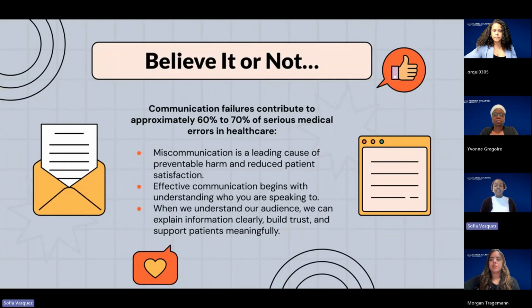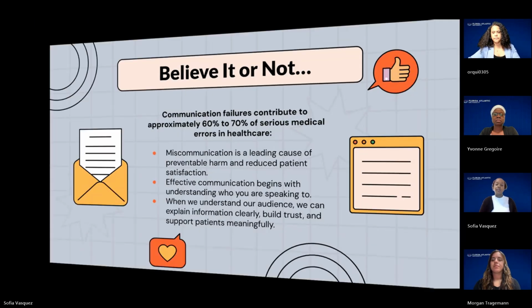Believe it or not, 60 to 70% of serious medical errors happen because of communication failures. Miscommunication is one of the leading causes of poor patient outcomes. Effective communication begins with understanding who you're speaking to. Once we understand who we are speaking to, we're able to communicate information clearly, build trust with our patients, and overall support them and improve patient outcomes as a whole.